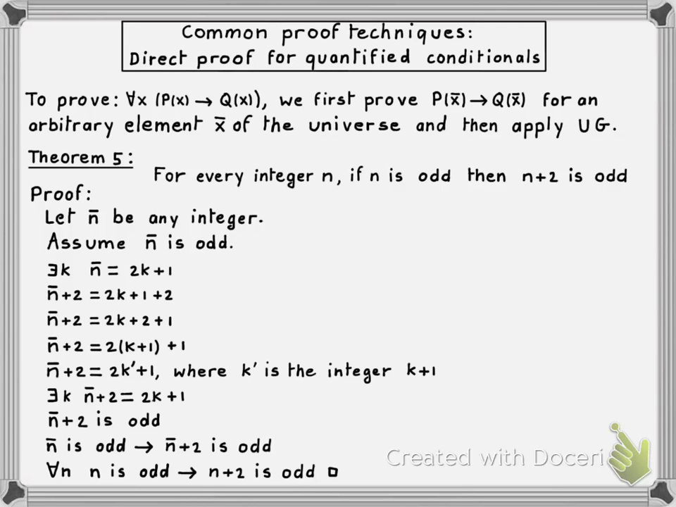So in conclusion, we just proved that for all n, if n is odd, then n plus 2 is also odd. And that was theorem 5. So this concludes our lecture on proof techniques. Make sure you are comfortable and remember and know how to apply these simple proof techniques in the rest of the course.